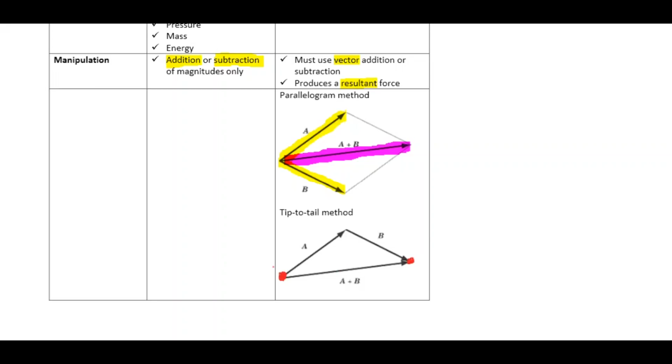So this will be the starting point and the ending point, because imagine I'm walking from here all the way to here, and then I'm walking from here all the way to here. The overall direction that I'm moving is simply from here to here. So this is the resultant force.